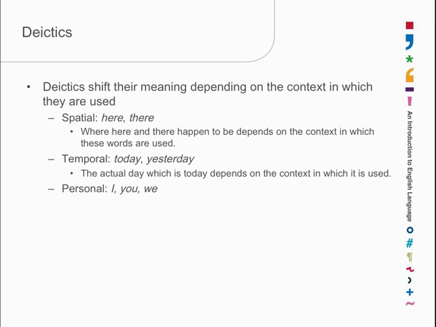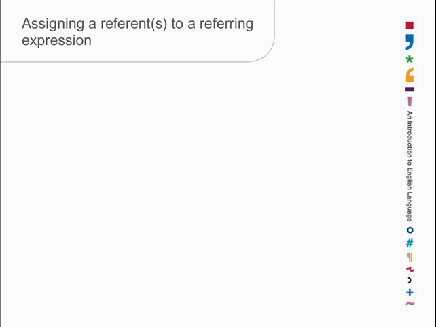Then there are the personal deictics, and we've covered those as well. I, you, and we. The exact I, whoever that is, and whoever you are, and whoever we might be, depends on the context in which we happen to be speaking at the time. So they're not a result of sentence meaning, they're a result of utterance meaning, because when you utter a sentence, those specific meanings, if you like, shift depending on where you are in the context.